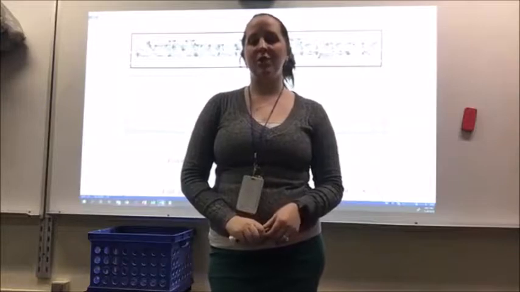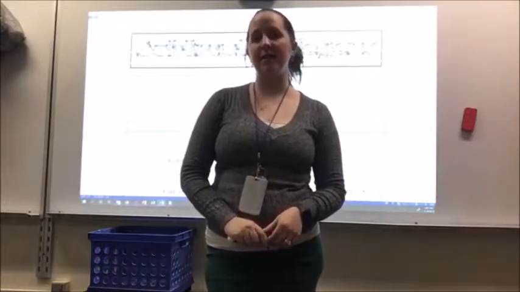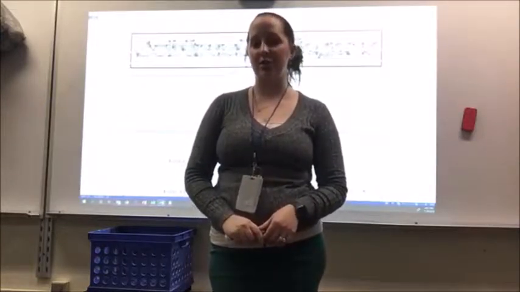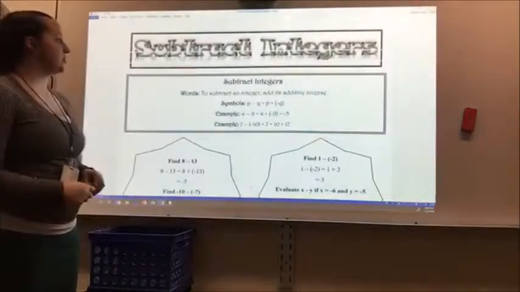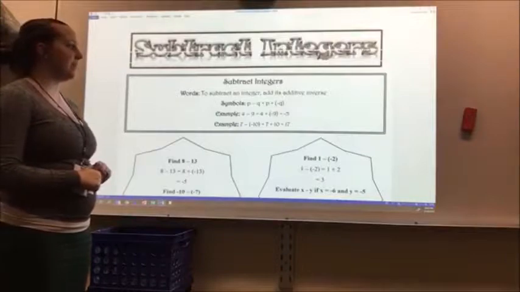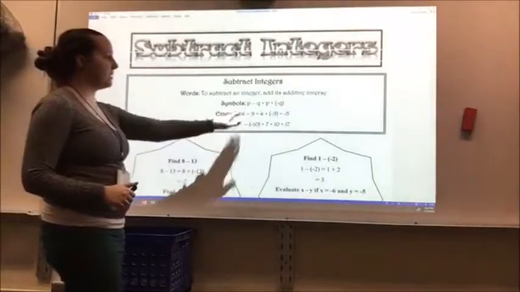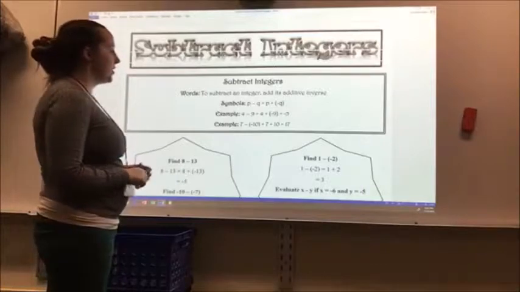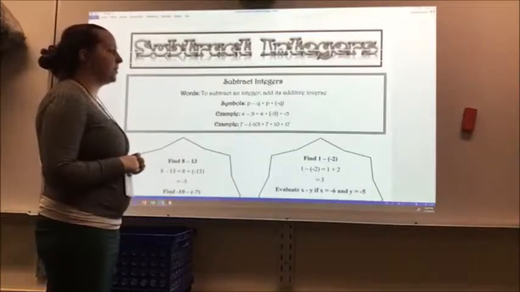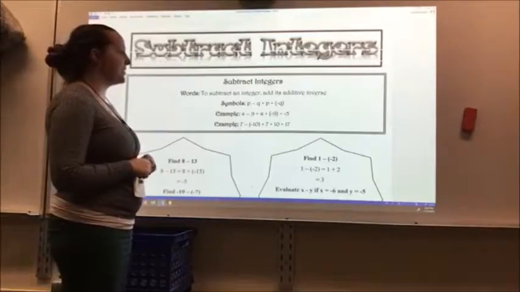This is Chapter 3, Lesson 2, Subtract Integers. So, when I subtract integers, to subtract an integer, add its additive inverse. In symbols, p minus q equals p plus a negative q. For example, 4 minus 9 is 4 plus negative 9, which gives me negative 5.